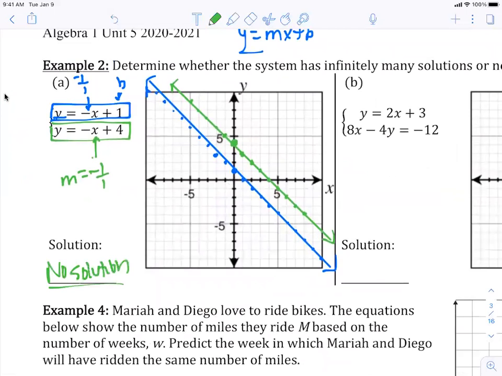Another way of thinking about it is if they have the same slope, but they start in different places, that's the perfect scenario. That's the scenario that will always produce no solution.